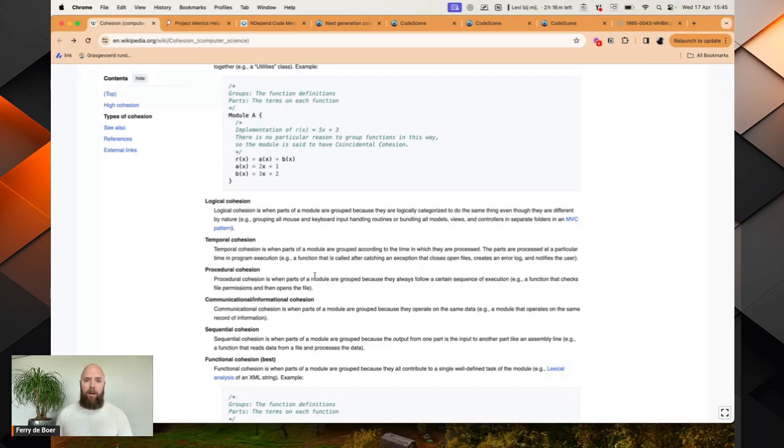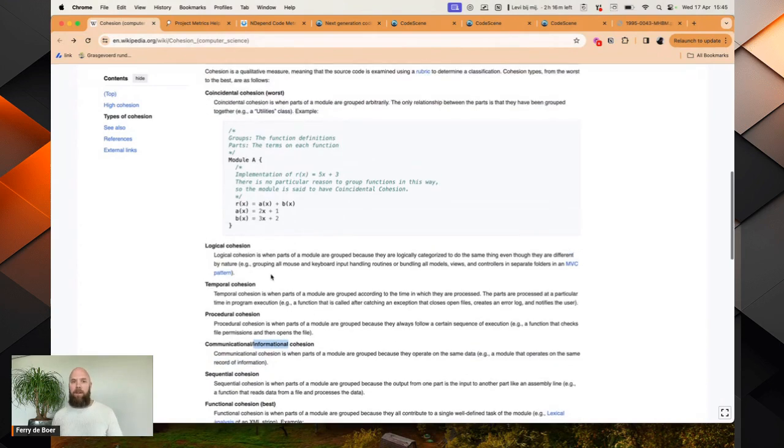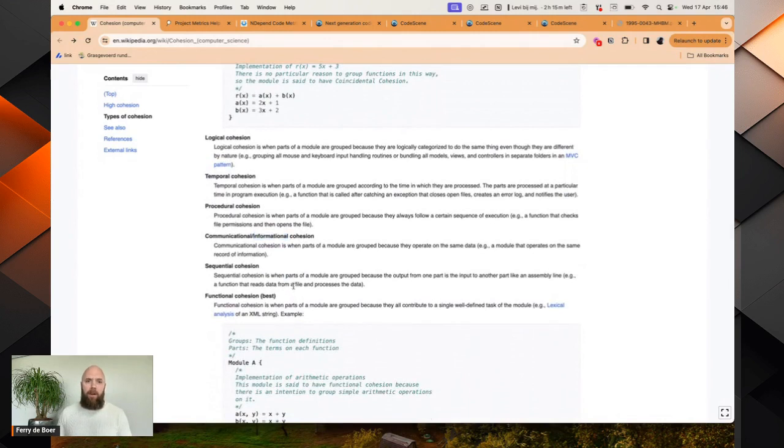then the communication or informational cohesion, because they operate on the same data. Well, that sounds like the definition of cohesion that we were talking about. Hence, this is not necessarily bad, while the more you move up, and it's a similar way as Kinesence speaks about coupling, the worse it is. Sequential cohesion is when parts are grouped together because the output from one part is an input for another part.